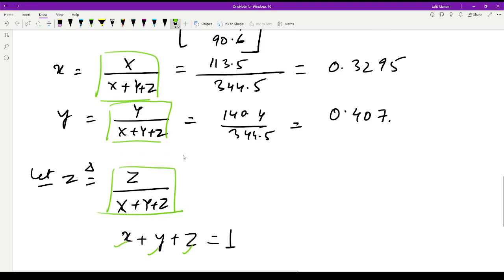Okay. One more question. Do you think this mapping from capital XYZ to small xy is unique? Unique in the sense that if I give you two values of x, y, there does not exist two different values of X, Y, Z such that they will give you the same small x, small y. Do you think that is possible?